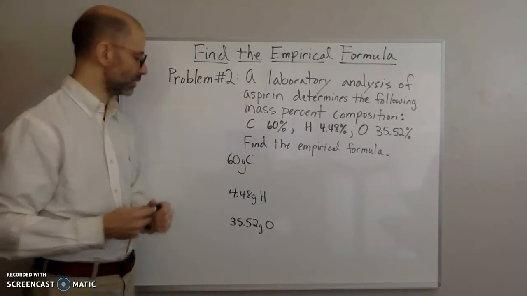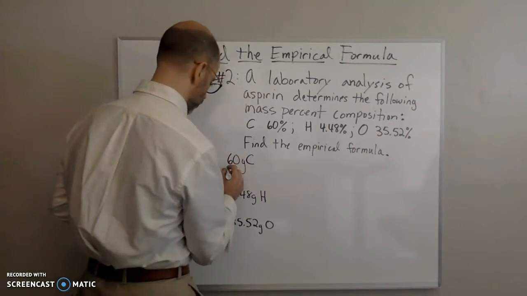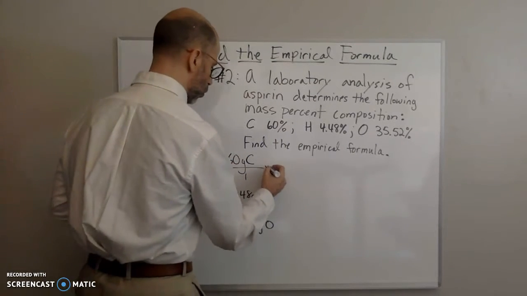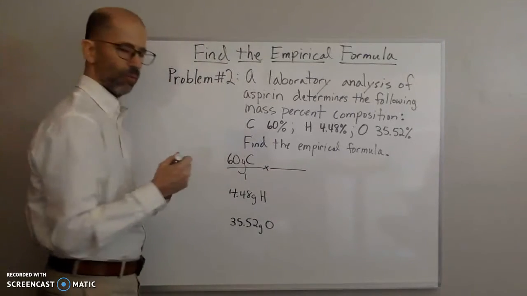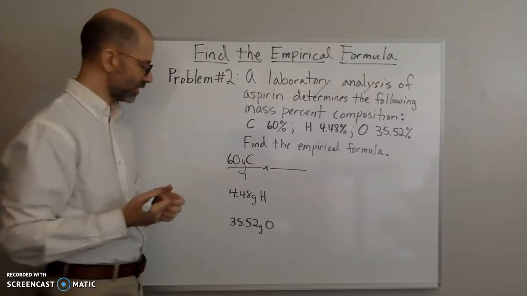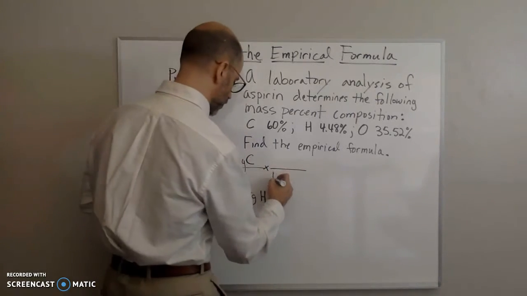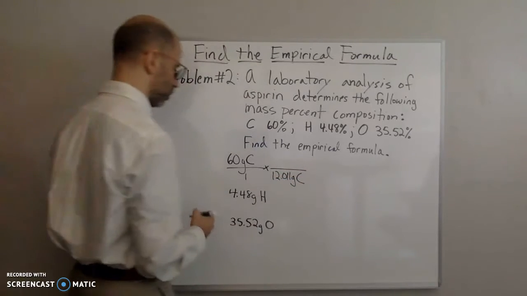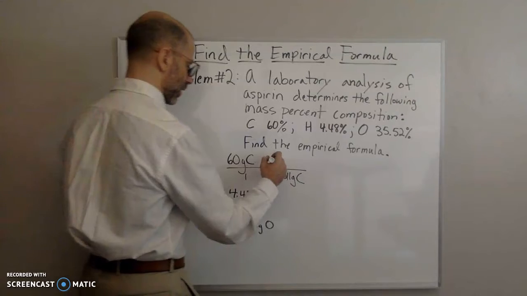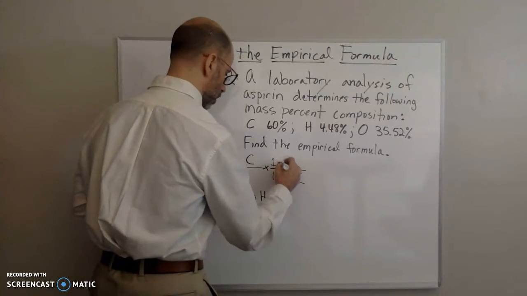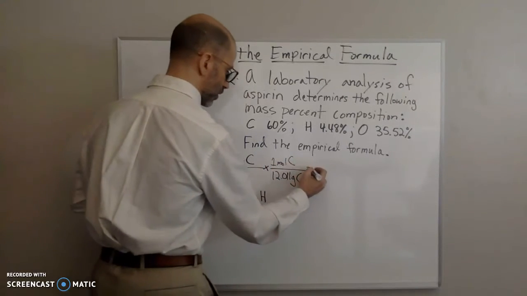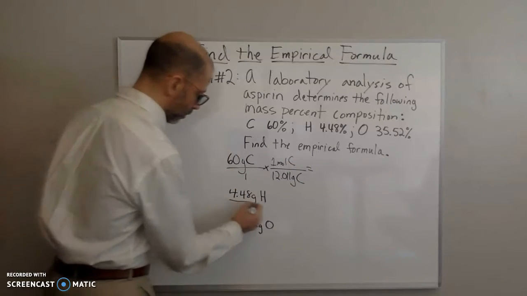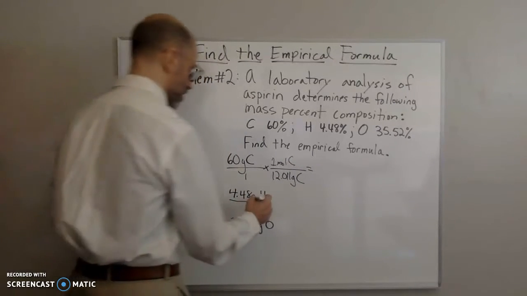using their molar masses. So I can now take the grams, 60 grams of carbon. The molar mass of carbon is 12.011 from your periodic table. So I could put 12.011 grams of carbon on the bottom and then 1 mole of carbon on top. So then I can calculate that out in a moment. And I can do the same thing for hydrogen and oxygen.